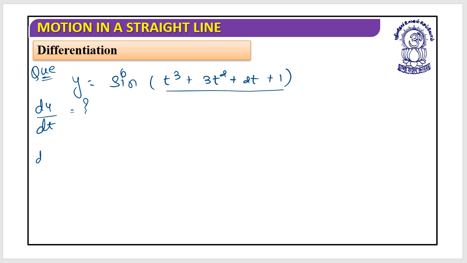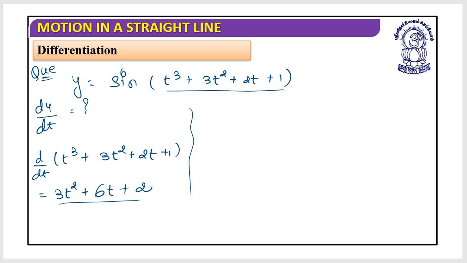So if I differentiate at a first stage, it is d by dt of t cube plus 3t square plus 2t plus 1. Then the answer would be d by dt of t cube, it is 3t square. d by dt of 3t square, it's 6t. d by dt of 2t, it's 2. So this is 3t square plus 6t plus 2. This is d by dt. This is my first task.